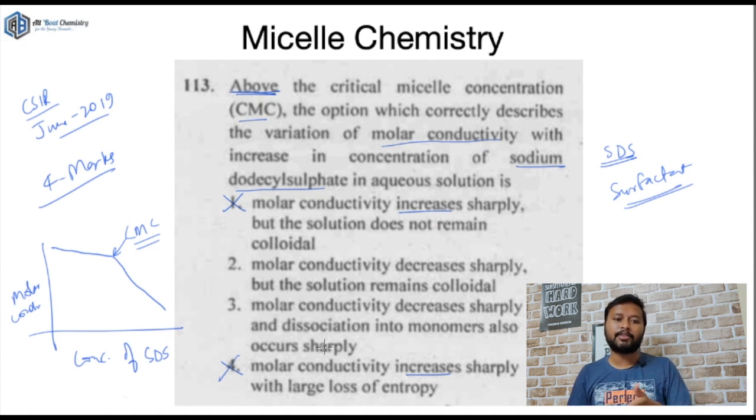The third one says that the molar conductivity decreases sharply. Fine, correct. But is there a dissociation into monomer? No. There will be no dissociation into monomer. It's not like after the critical micellar concentration your micelle will break into monomers. No, it's not like that, right? Monomers will come closer and they will form more and more micelles. So option number 3 is also wrong because it says that dissociation happens into the monomer. So the second part is wrong. The first part is correct. And for statement number 2, both parts are correct: the molar conductivity decreases sharply and the solution also remains colloidal. So that is how micelle chemistry is being asked in the past years of CSIR-NET and GATE exam.